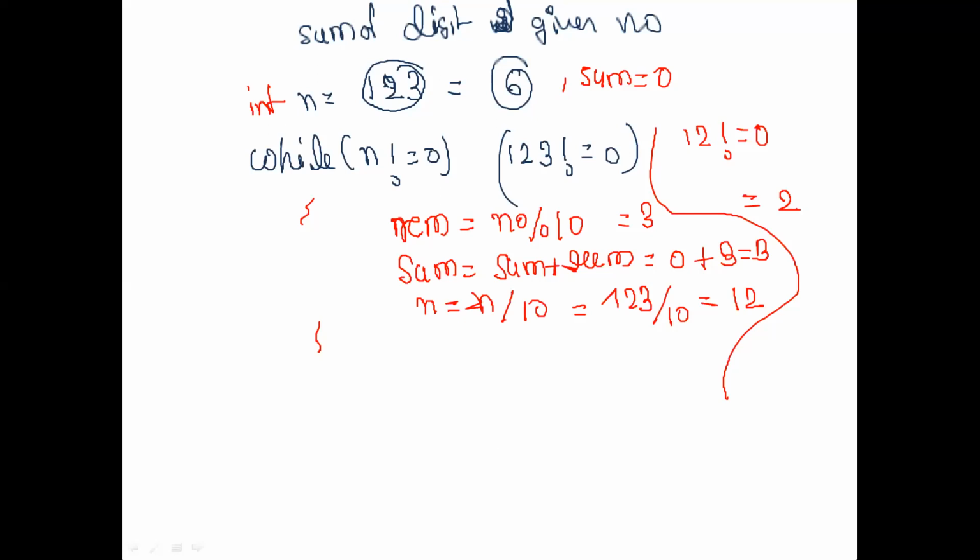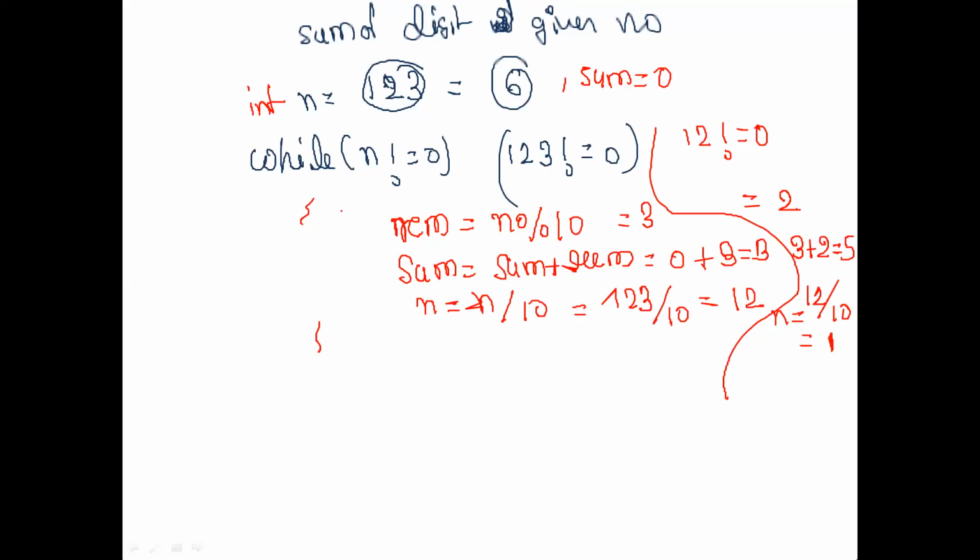So 12 mod 10, the remainder will be 2. What was your previous sum? 0 plus 3 was 3. So 3 plus the new remainder 2, now your sum became 5. Again, you will do 12 divided by 10. I said it won't give you the point value, it will give you the quotient. So n value will be 1. 12 divided by 10, the quotient is 1 and 2 is the remainder. Okay, n is 1.